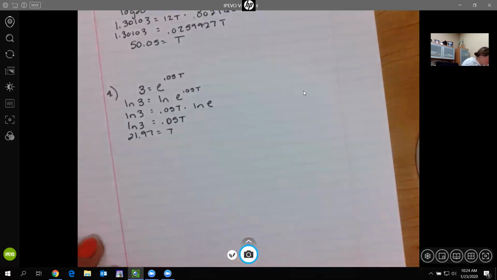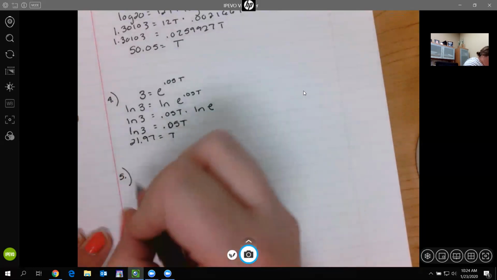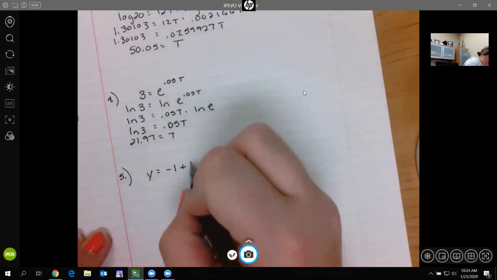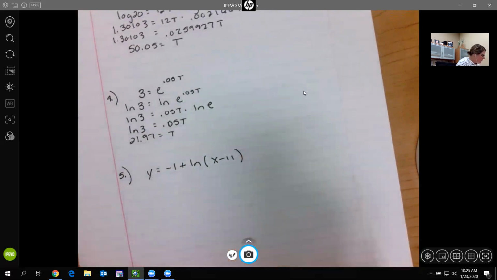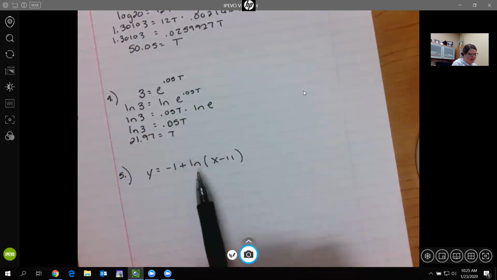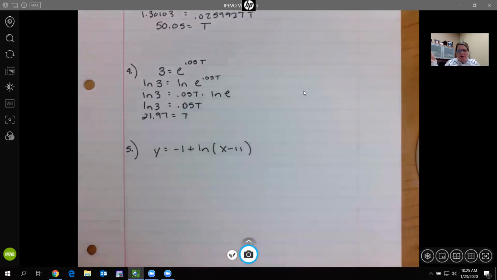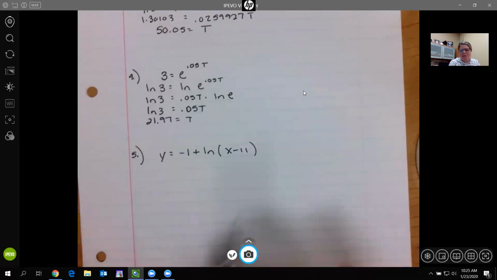One more problem. I want to show you one that has range and domain that kind of has a log in it. So what if I have y equals -1 plus the natural log of x minus 11? We have the natural log of x minus 11. So we are saying here that we have a base of e. What is this saying here? It is saying e to what power gives you x minus 11? That's what that natural log is asking.